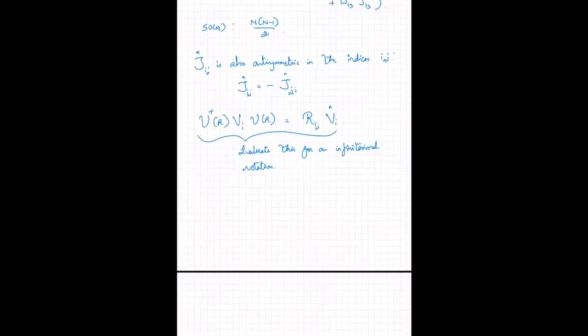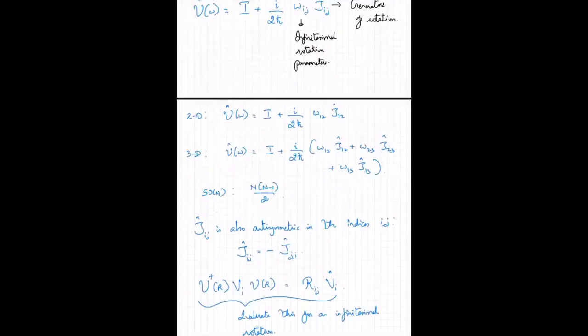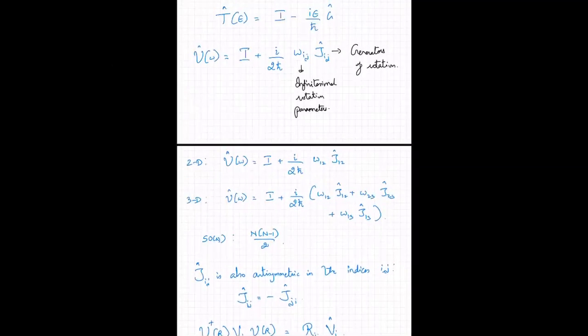Sir? Yes. Sir, you told that omega and J are independent matrices. Yes. So then, the way you wrote the equations, omega 12 J12 for 2 dimensions, then omega 12 J12 plus omega 23, these would be the independent components of the matrix omega, right?